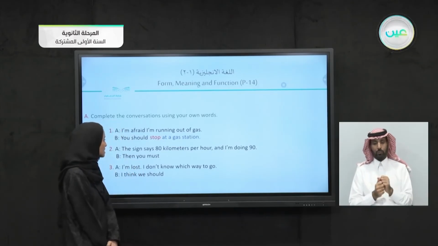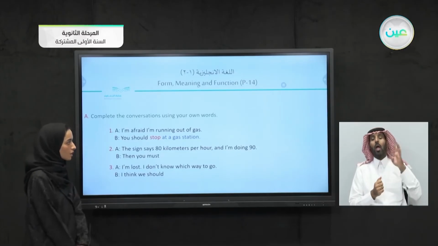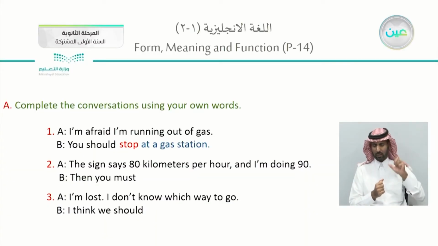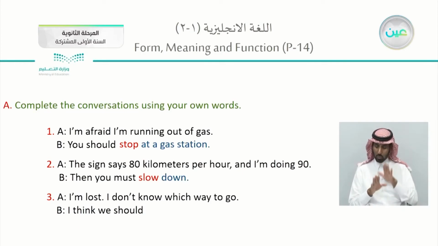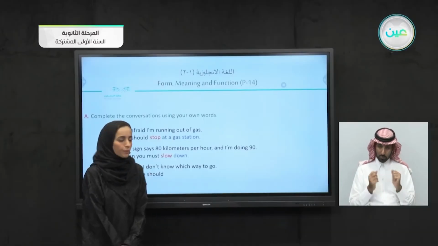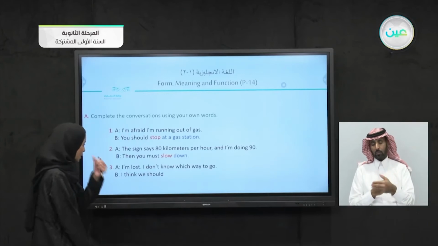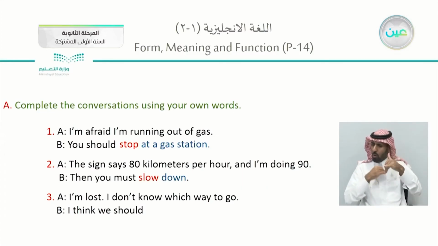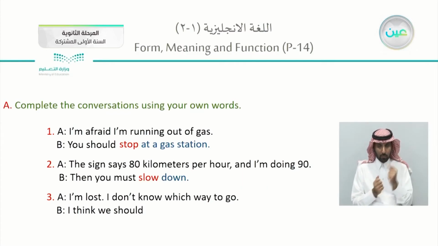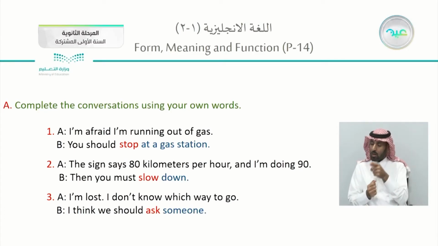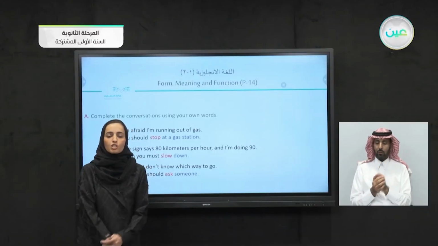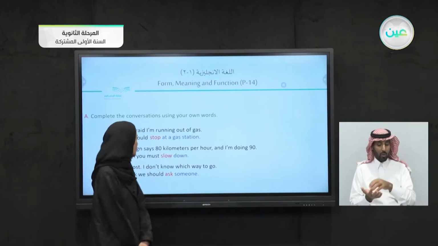Number 2, the sign says 80 kilometers per hour and I am going 90. So then you must do what? You must slow down. You must drive slower. Next, I am lost. I don't know which way to go. I don't know the directions. I think we should do what? If you don't know the directions, you should ask someone. You should try your navigation application or any other one.